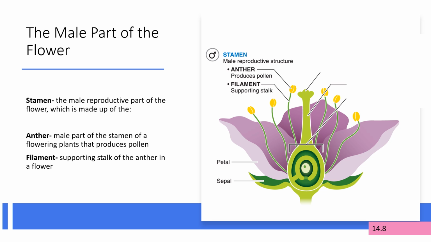The male part of the flower is known as the stamen, and usually there are several stamens in a single flower. The stamen is made up of 2 parts. The filament is a stalk that raises the anther, where pollen is produced, up to where it is more likely to come in contact with a pollinator or exposed to the wind.